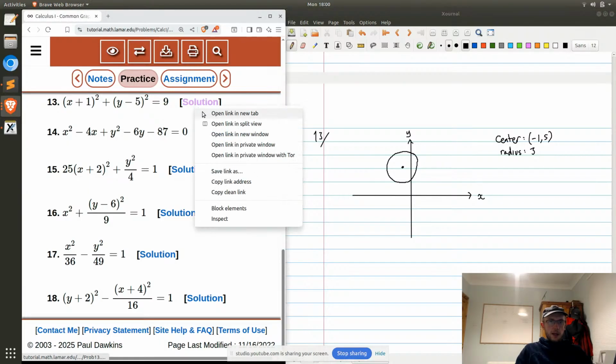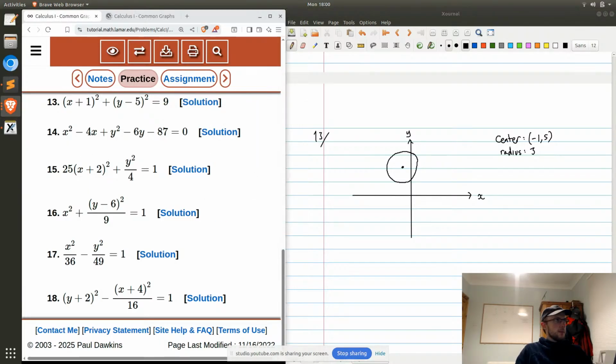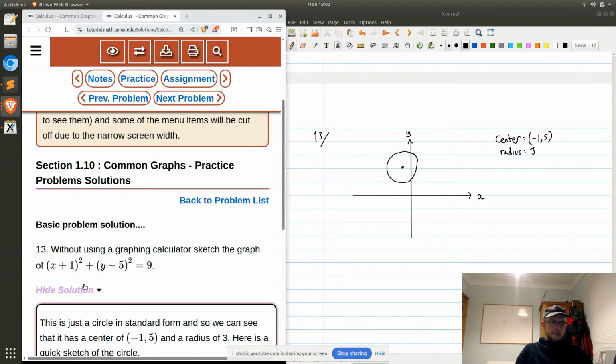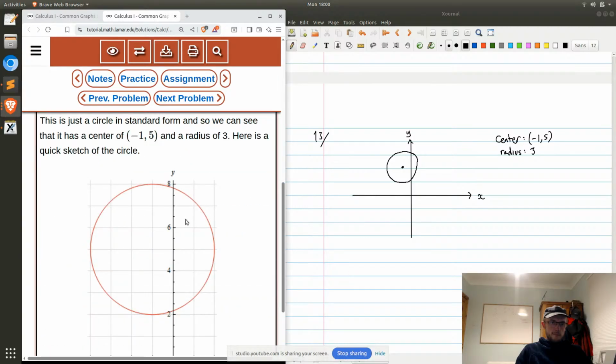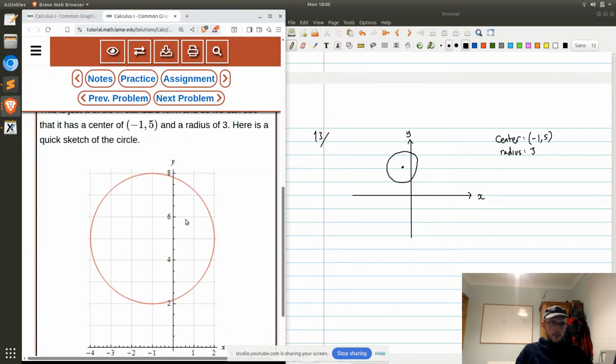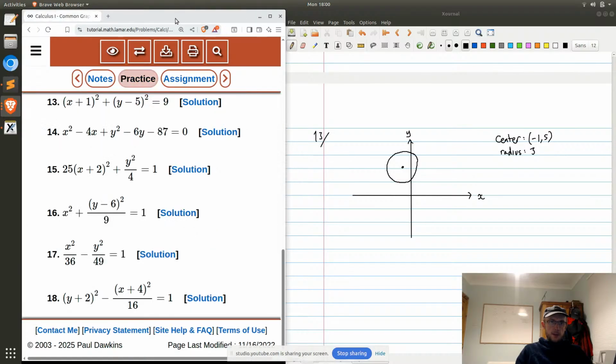That's fine enough for me. Not figuring all that out, not right now. Yeah, that's right. Center is -1, 5, and the radius is 3.